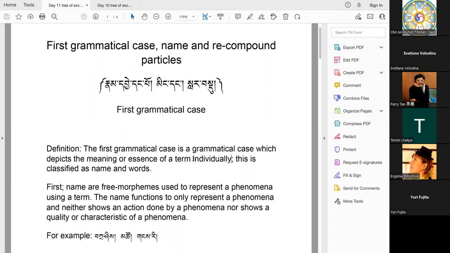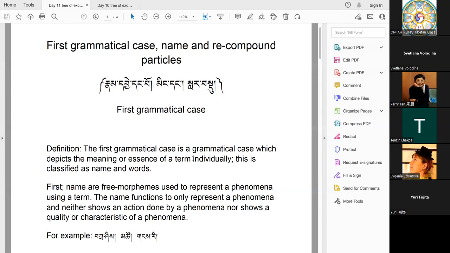When we write a sentence, we need to talk about the characteristic, and we need to talk about the action that is carried out by that particular subject, which is the name. So that is the difference that we see in the usage of grammatical sentences. Therefore, the name functions to only represent a phenomena and neither shows an action done by a phenomena nor shows a quality or characteristic of a phenomena.